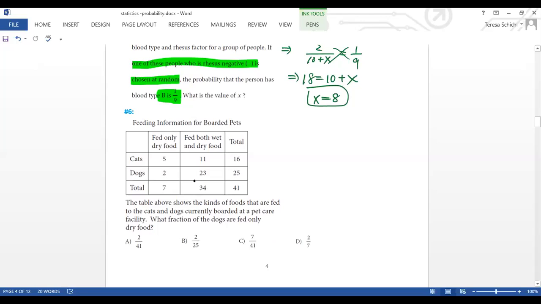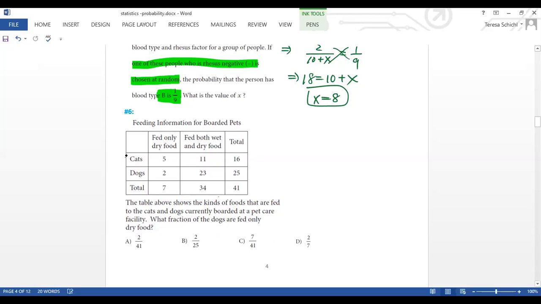Okay, so this table is showing what type of food is fed to the cats and the dogs currently boarded at a pet care facility. What we want to see here is what fraction of the dogs are fed only dry food. This is what we call a contingency table, right?